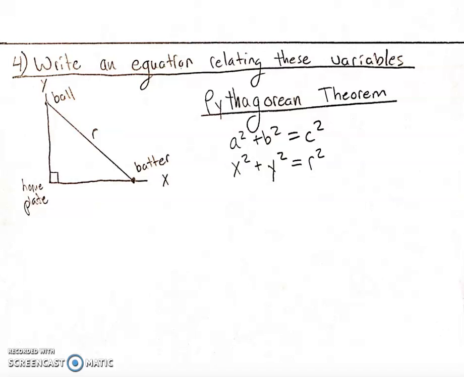The fourth step is to write an equation relating these variables. I have drawn in r, which is the distance between the ball and the runner. We can see that this forms a right triangle, and the best formula that relates our variables would be the Pythagorean theorem. Rewriting it in our variables, we get x squared plus y squared is equal to r squared.